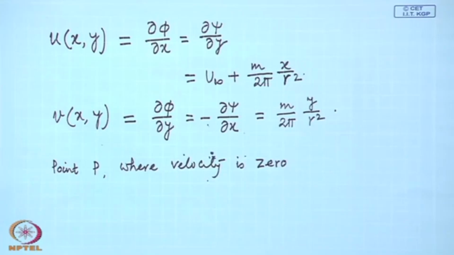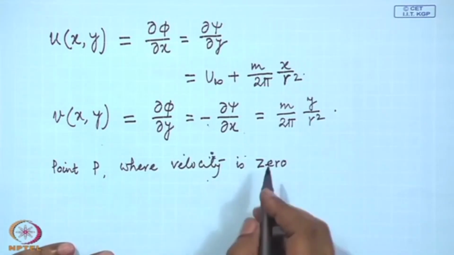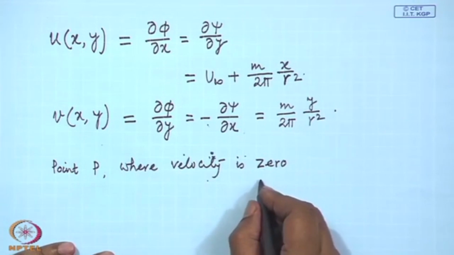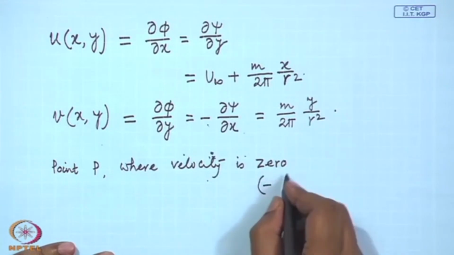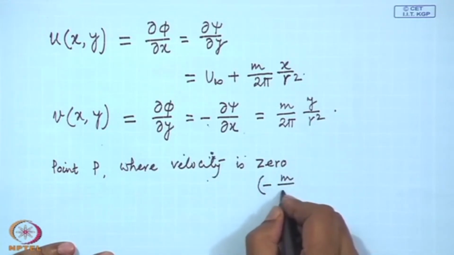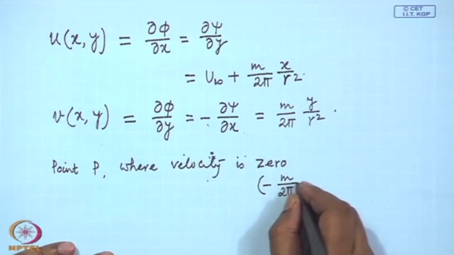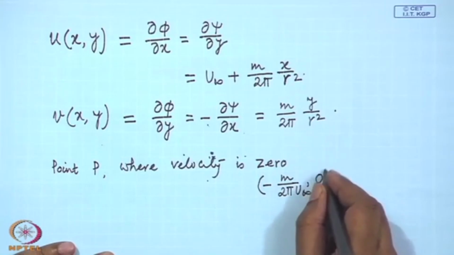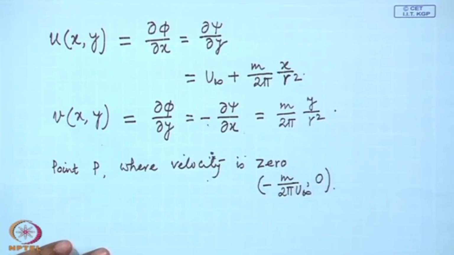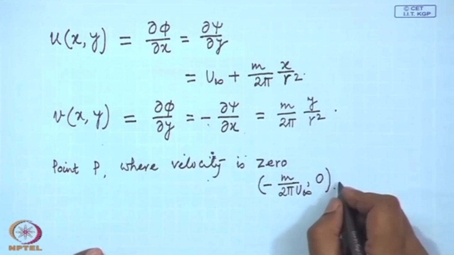Minus m by 2 pi u infinity, comma 0. So, there is a point which has no velocity; the velocity at that point is 0. We usually call this point a stagnation point.